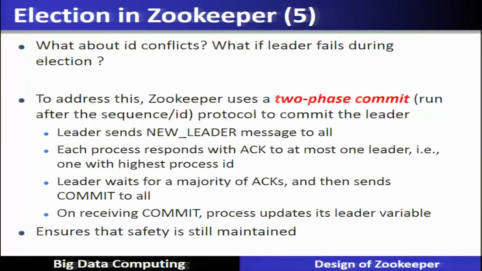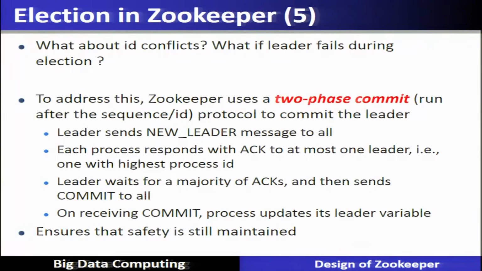So, what about ID conflicts? What if the leader fails during the election? To handle both these cases, Zookeeper does this election using a two-phase commit protocol. Zookeeper runs after the sequence ID, and this protocol is used to commit the leader. The leader will send a new leader message to all of the other processes, and each process will respond with an acknowledgement to at most one leader, that is, the one with the highest process ID seen so far.